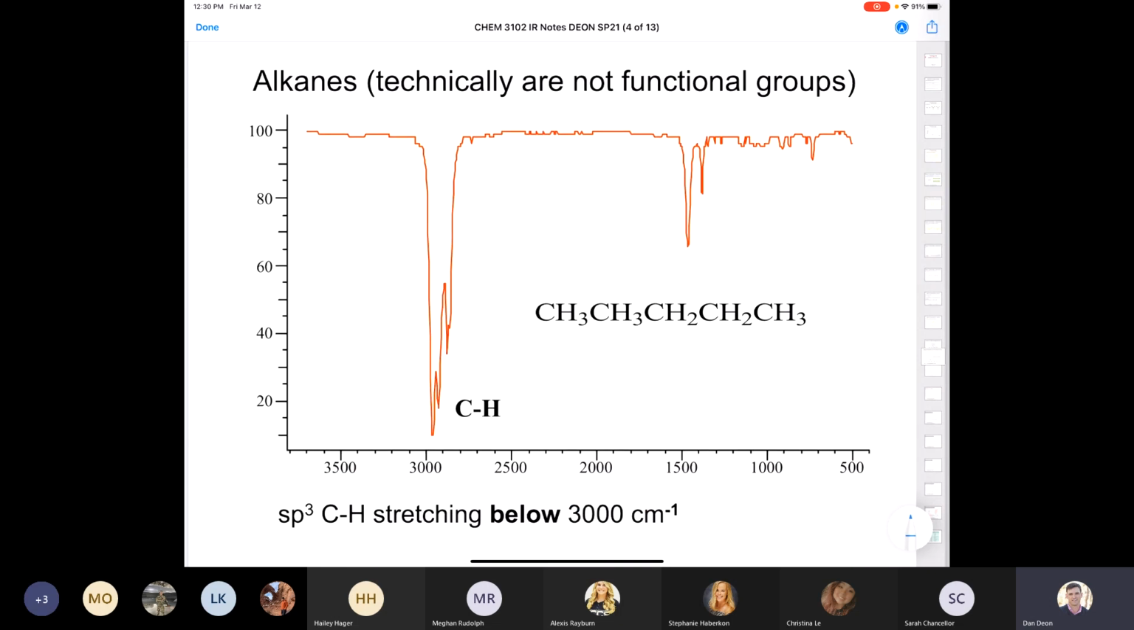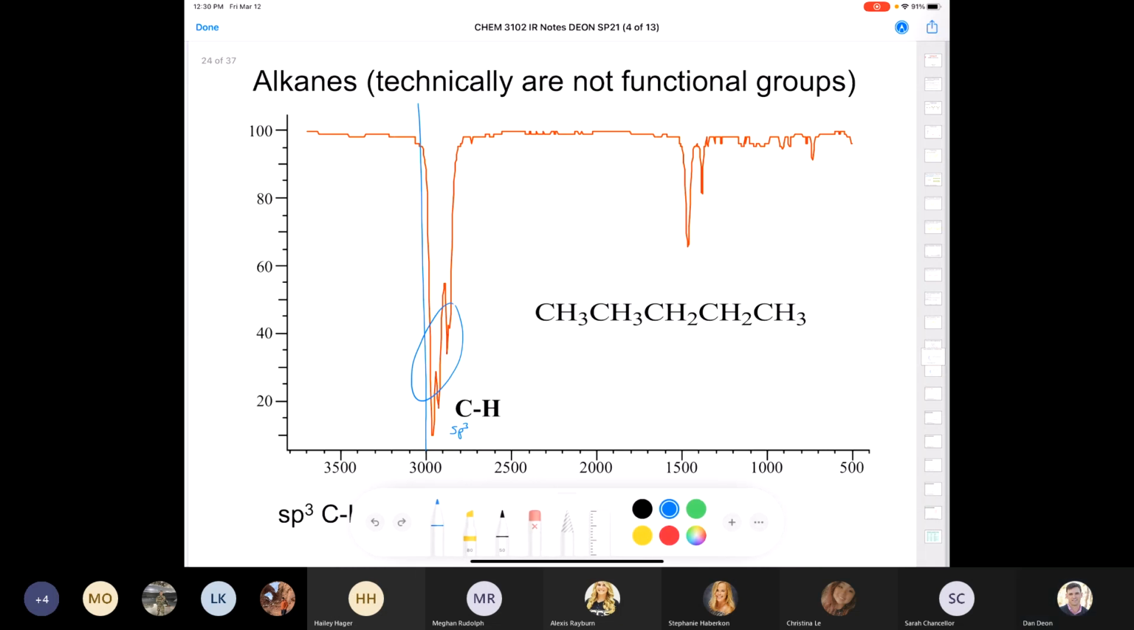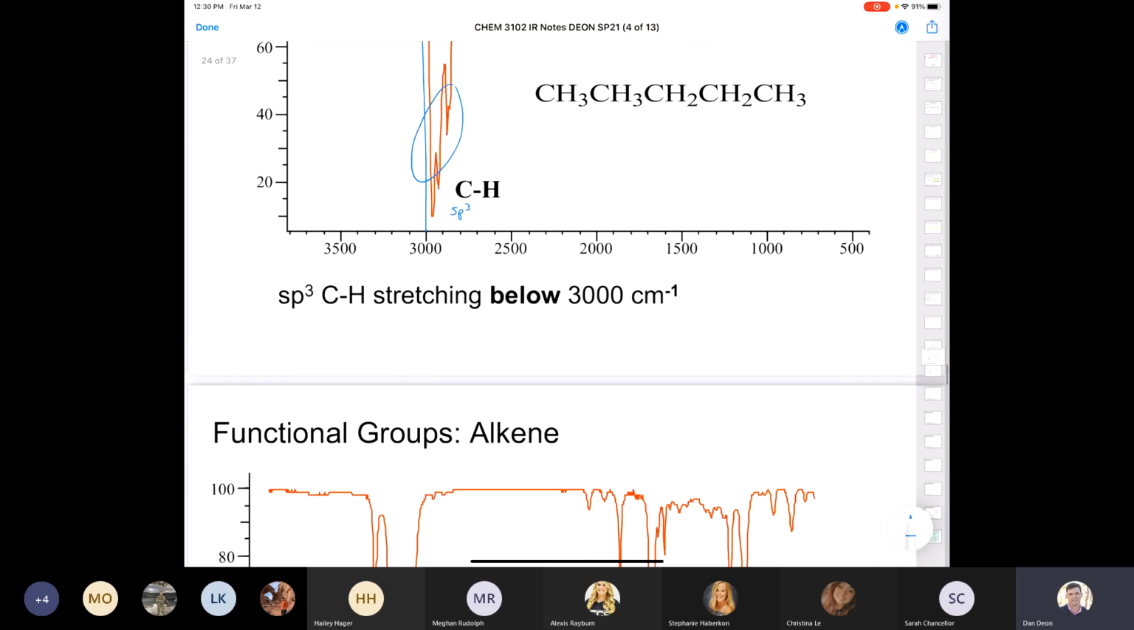Now, an alkane technically isn't a functional group, but one of the easiest things you can do is to draw a vertical line at 3000. And these absorbances here are the result of sp3 hybridized carbon-hydrogen stretching. So most organic compounds, not all, but most organic compounds that we look at have some sp3 hybridized carbon-hydrogen bonds in them. And so if you have a molecule like this, which is pentane, you see a strong signal just below 3000 for that sp3 hybridized carbon-hydrogen stretching.